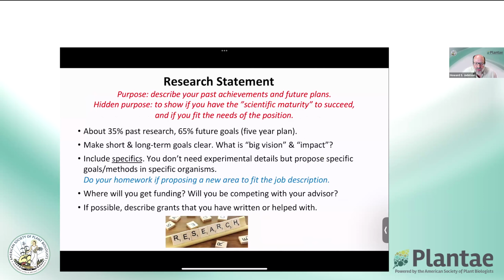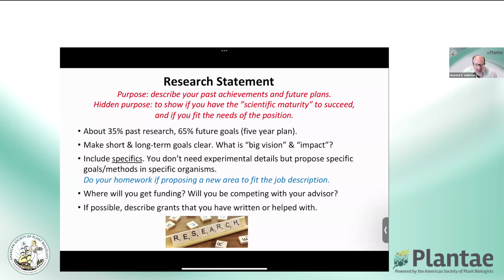Okay, so after the CV, the research statement is very important. And the simple purpose is to describe your past achievements and your future plans, but there's also a hidden purpose. And that's to show if you have the scientific maturity to succeed and if you fit the needs of the position. So for example, your research statement is sort of similar to a small grant proposal with fewer details. And they want to see, can you write something well enough with good ideas that will allow you to have success in funding in your career?